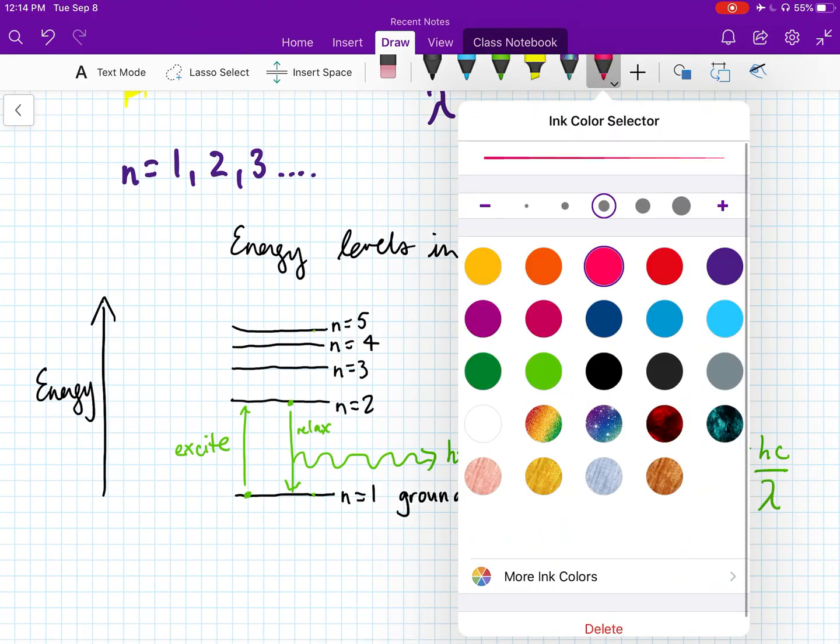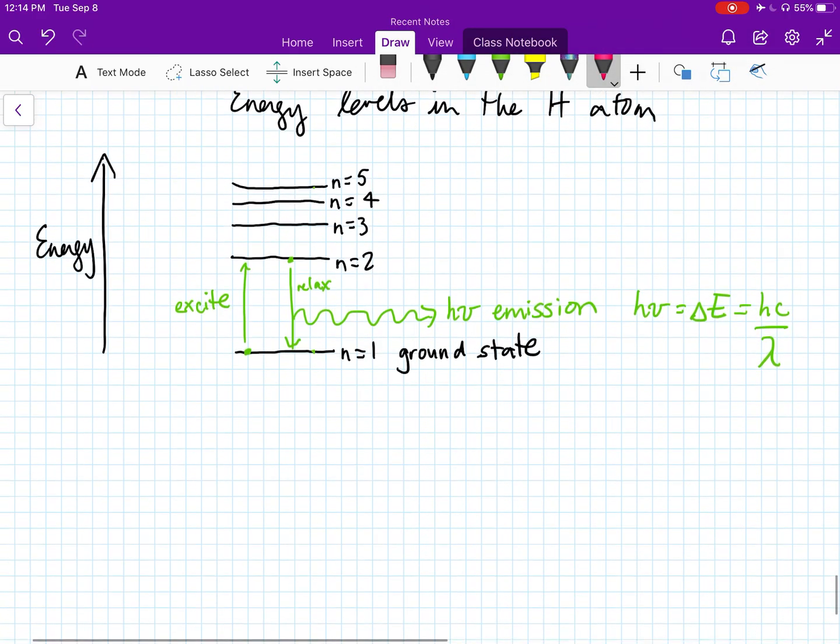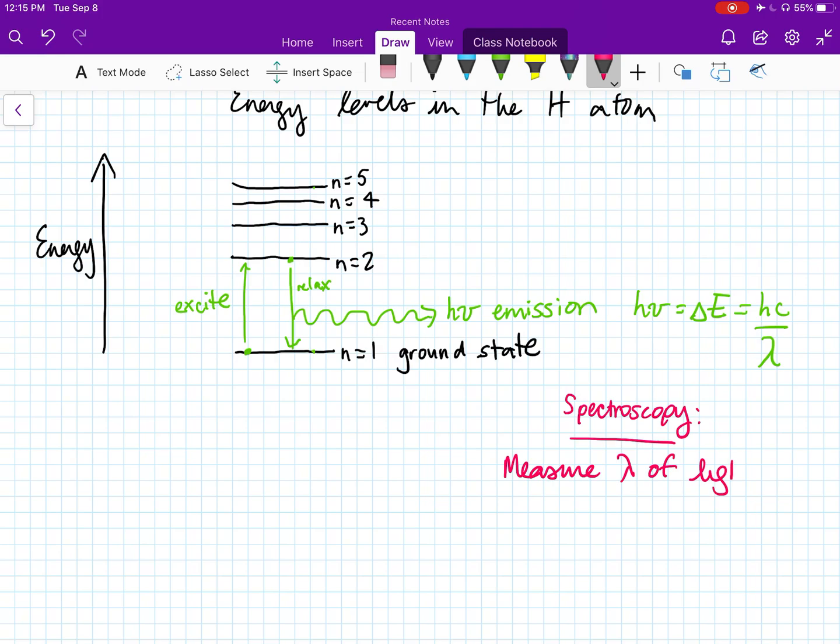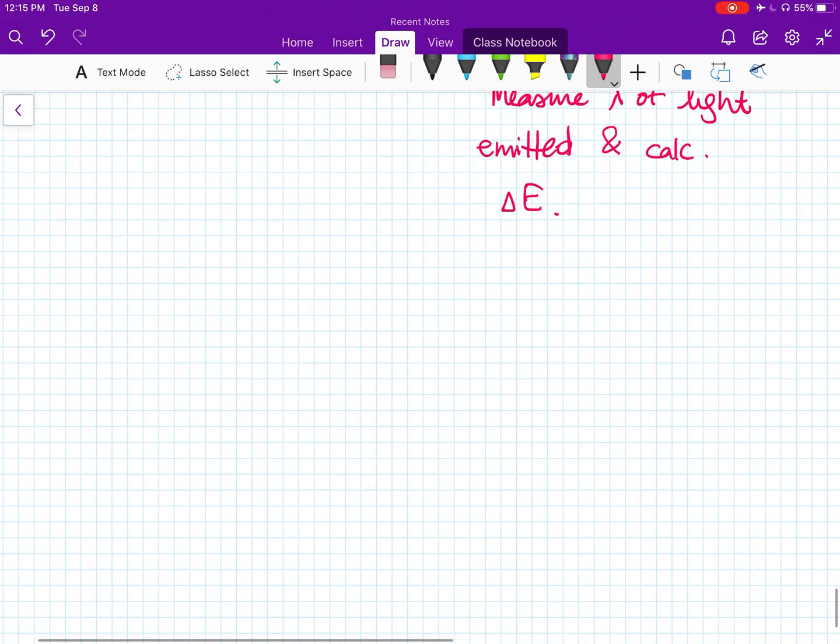So that is the basis of spectroscopy, or basically how we figure out everything we know about atomic structure. In spectroscopy, you use a detector to measure the wavelength of the light that's emitted when the atom relaxes, when the electron relaxes back down to the lower energy state. And then from there, you can use this equation to calculate the delta E between the energy levels in your atom. So this gives rise to the Bohr model.